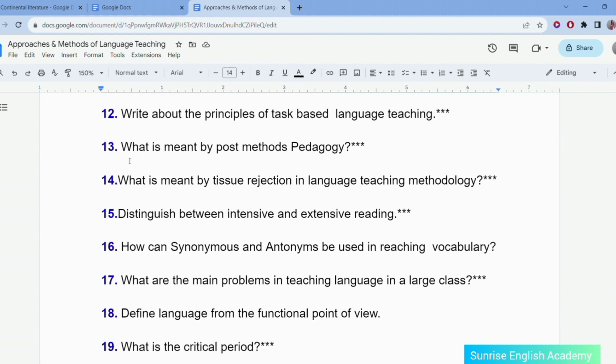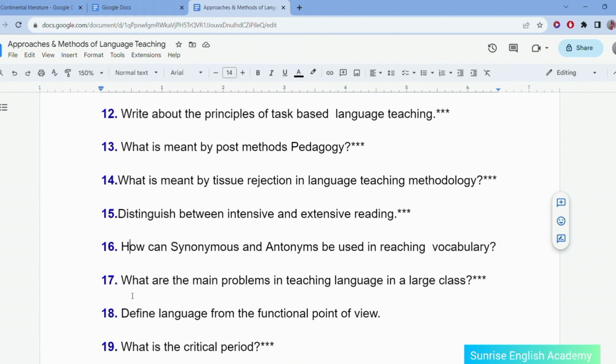12. Write about the principles of task-based language teaching. 13. What is meant by post-methods pedagogy? 14. What is meant by tissue rejection in language teaching methodology? 15. Distinguish between intensive and extensive reading. 16. How can synonyms and antonyms be used in teaching vocabulary?